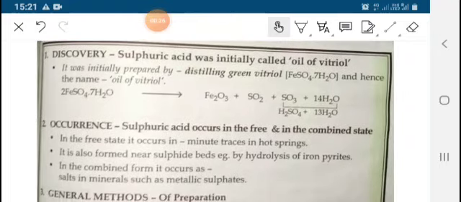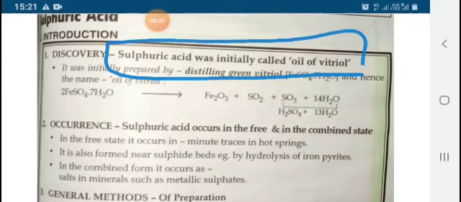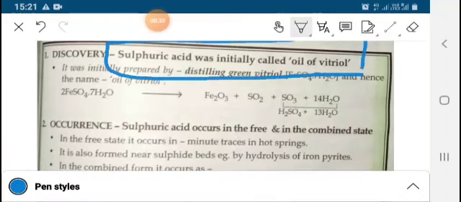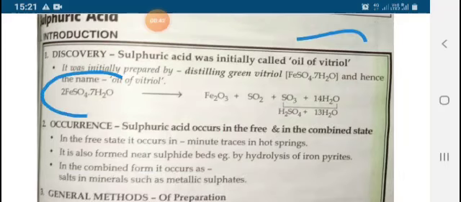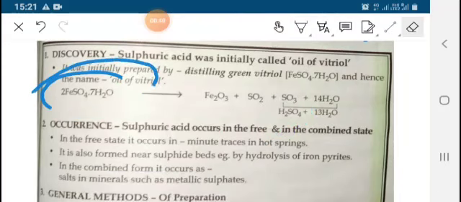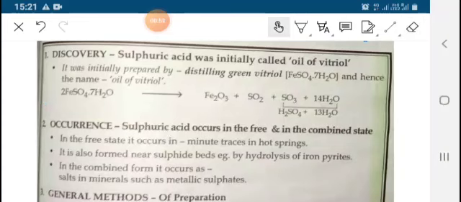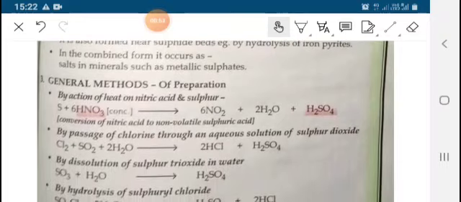Before that, you can see that sulfuric acid is also known as oil of vitriol. It was prepared from green vitriol. So FeSO4, which is known as green vitriol, was led to the formation of sulfuric acid. Sulfuric acid occurs in free and in combined state.